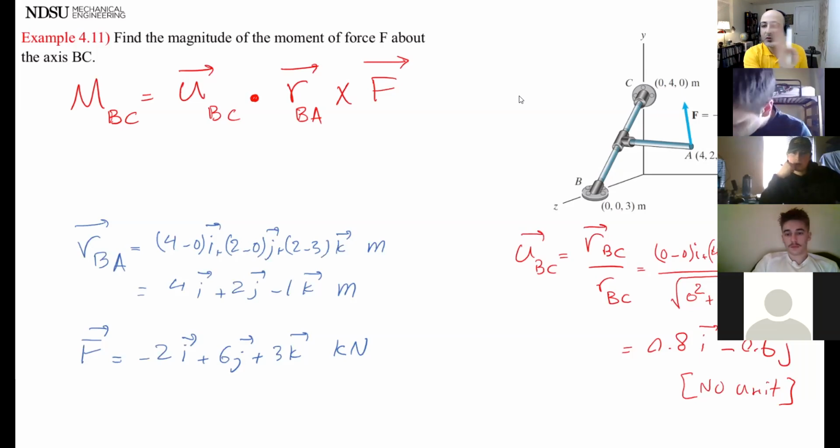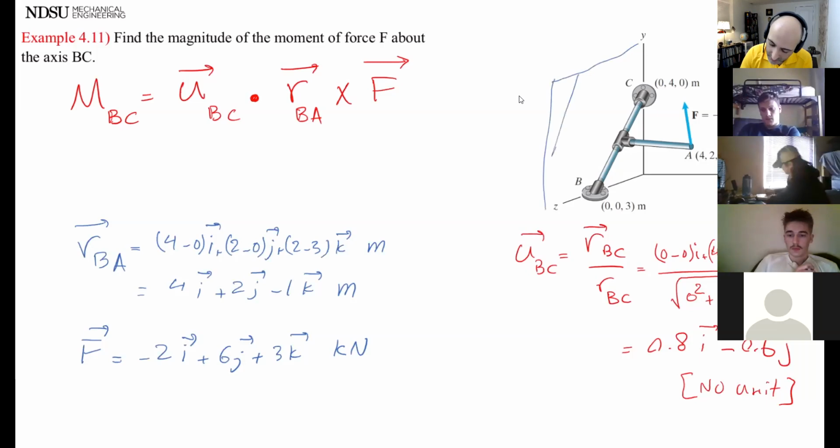VC, they're both on this plane, so it shouldn't have any I. The I is 0. Oh yes, you're right. Why did I put IJK? Yes, absolutely, because they're on this plane, right? Both of them are on this. So the unit vector of BC shouldn't have any X in it. So I don't know why I put it. Yeah, this is J and this is K. Thank you.